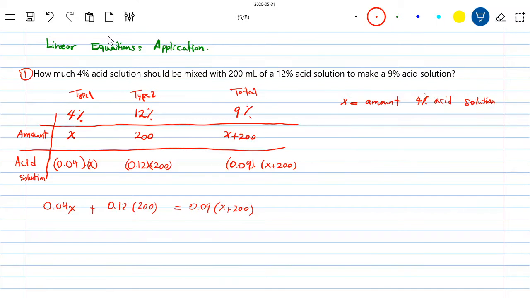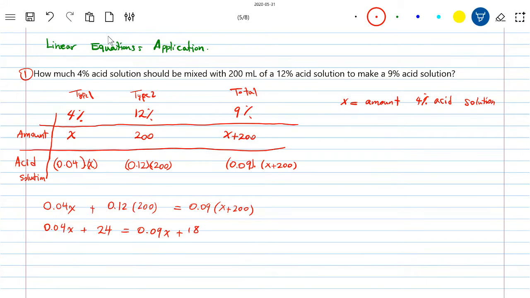So you can solve this equation simply by moving terms to one side. I'm going to simplify first. 0.04x plus 0.12 times 200. You can do this calculation. It turns out to be 24. And on the other side, you have 0.09x. I'm going to distribute that, plus 0.09 times 200, that is 18. You can get rid of the decimals if you want by multiplying the whole thing by 100. It's the same idea, it doesn't really matter.